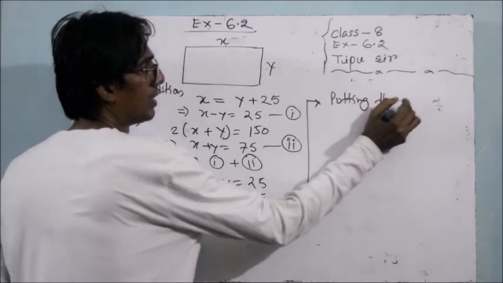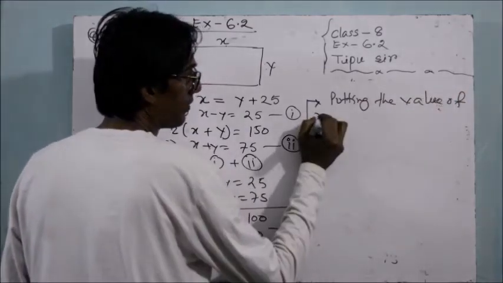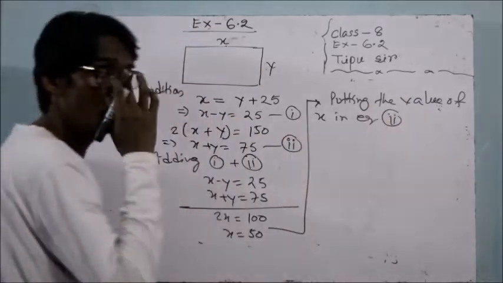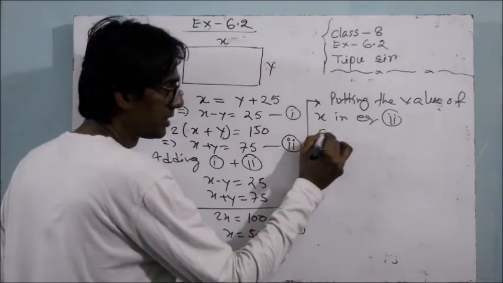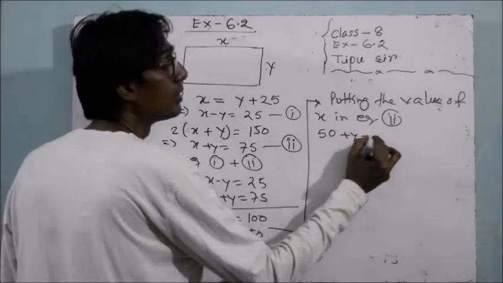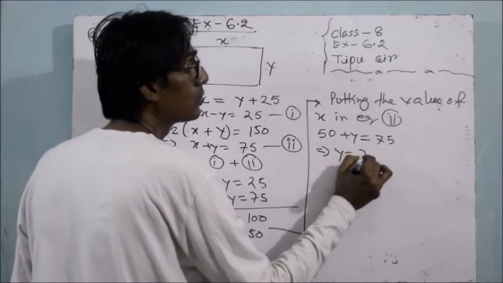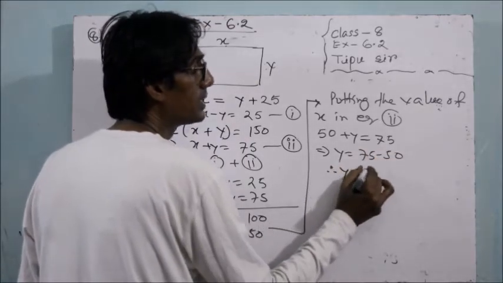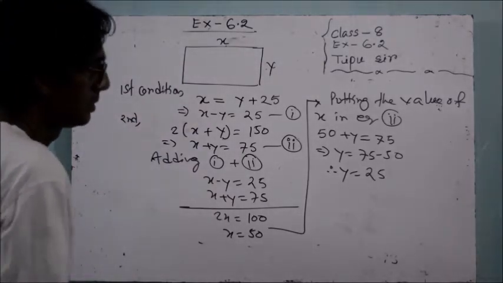Putting the value of x in equation 2. Equation 2 is x plus y, the value of x we already got, 50 plus y is equal to 75, or y is equal to 75 minus 50, therefore y is equal to 25. So we get both the length and breadth.